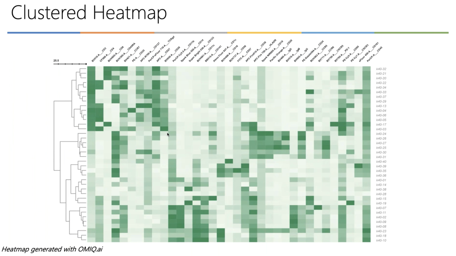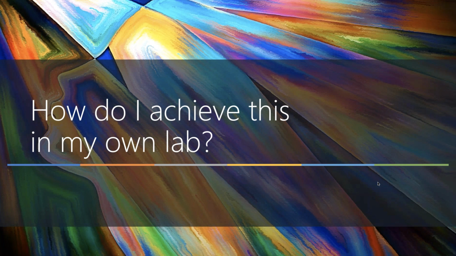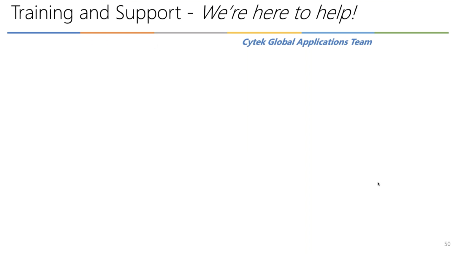We can obviously do heat maps and look for those 40 clusters, which are the markers that are expressed in those different clusters, and get a lot of information about what each cluster is about. Now, it's great that we can do this, but we want you to be able to do this in your own lab. What is the way to get there?